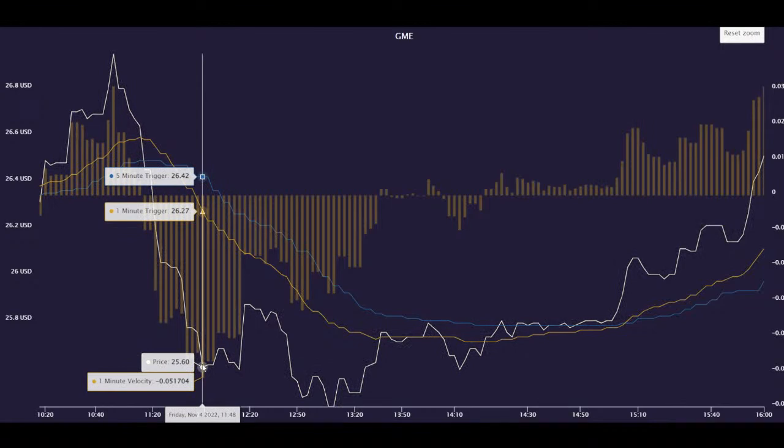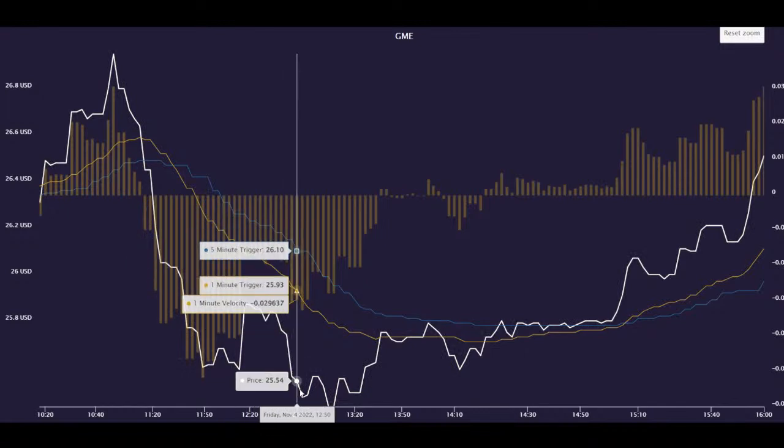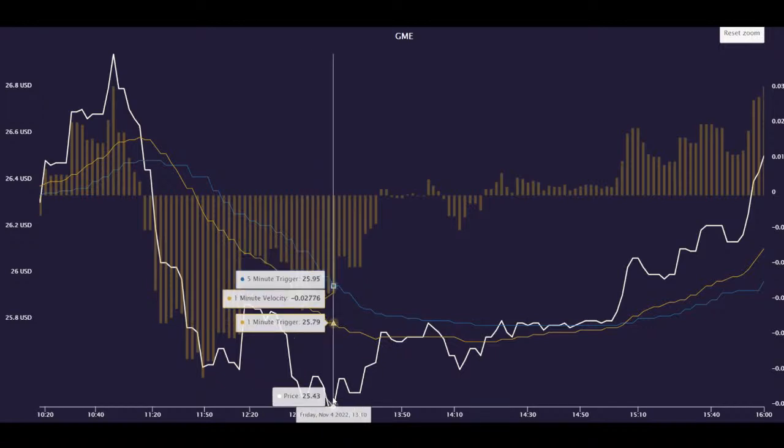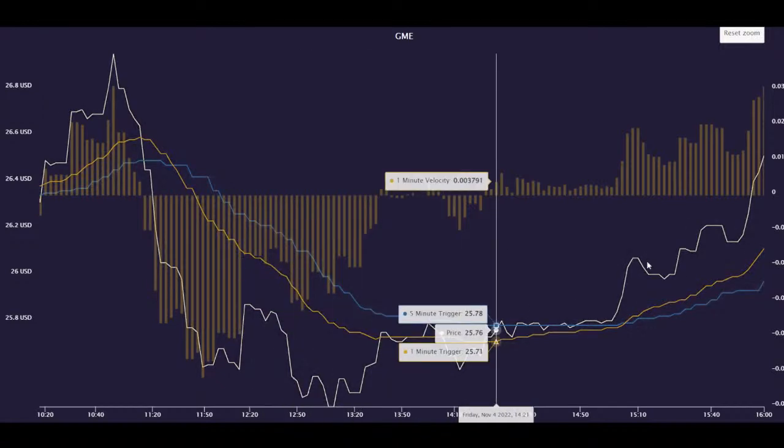If you look at the 1 minute velocity, it reads -0.5, and then price makes a new low here, and velocity does not. That's a bullish divergence, because if it's bearish, then velocity should be making a new low with price. If velocity is not making a new low with price, then we're getting ready for a reversal. And here's your second bullish divergence, and price reverses to the upside.